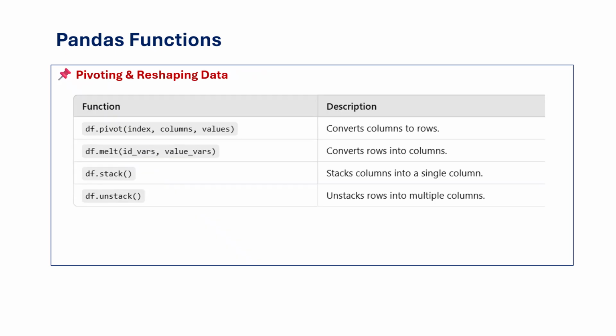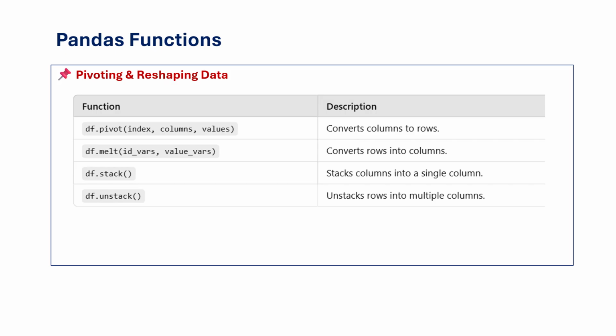Next pandas function is pivoting and reshaping. Pivoting and reshaping are used to change the structure and format of data to make analysis easier. Pandas provides functions to rearrange data without changing the original information. The pivot function is used to transform rows into columns and create a new table format.